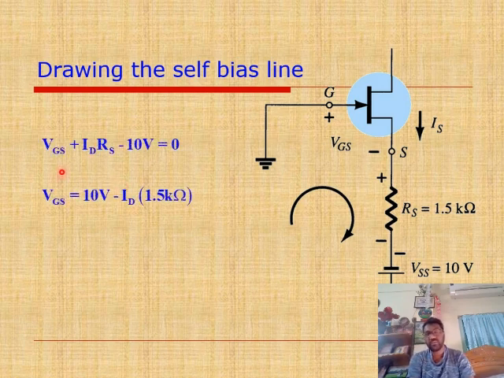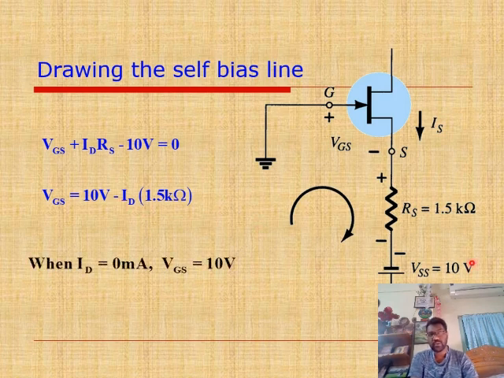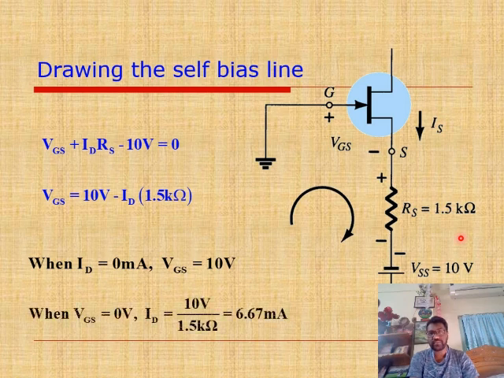So VGS plus ID RS minus 10 is equal to 0. This side of the equation, VGS minus 10 is over here. So VGS minus 10 plus ID into RS, ID into RS means 1.5 kilo ohm. So VGS equal to 10 minus ID into 1.5 kilo ohm. When ID is 0.0 milliampere, VGS is 10 volt. So when VGS is positive, there is no current flowing through the device.